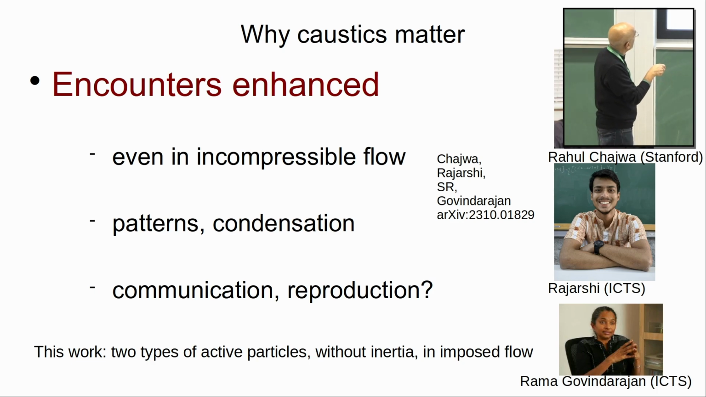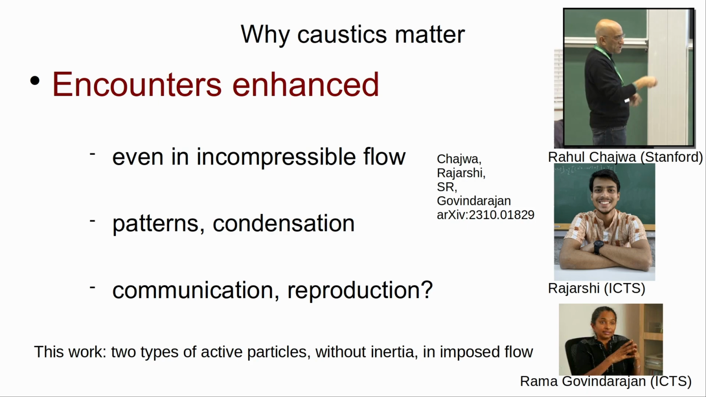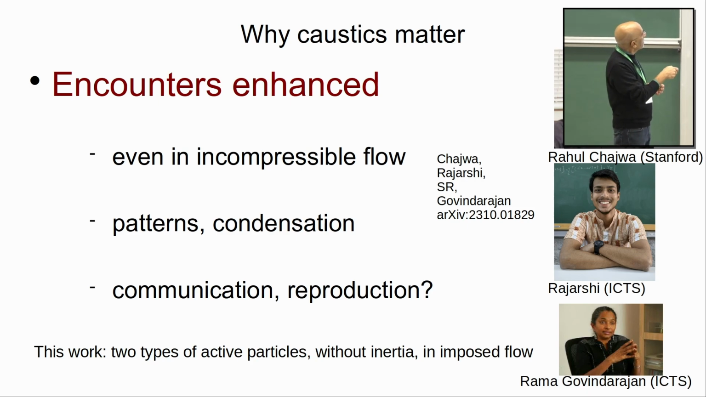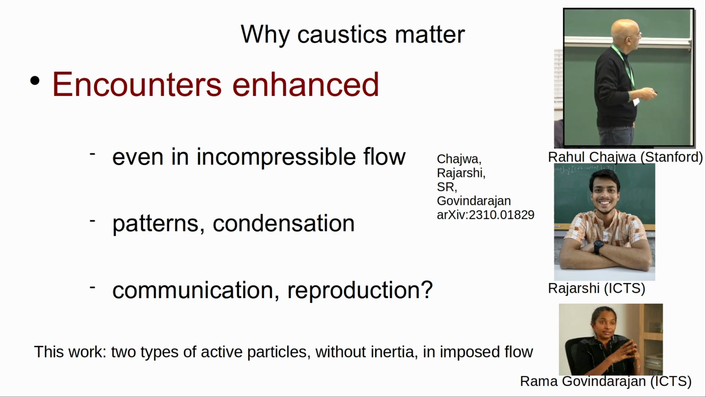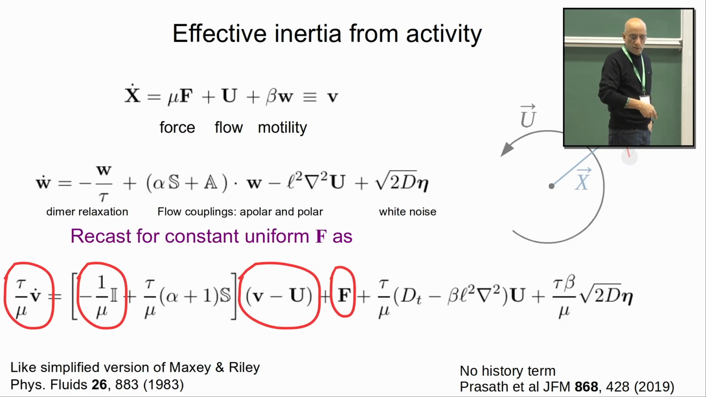What we did was to study this problem in a simple model that I'll show you. Obviously, if you've got motile organisms, any mechanism that enhances their encounters is important for many purposes, communication, reproduction, and so forth. So I'll discuss two simple models of this problem. It's important to note that even if the suspension velocity field is incompressible, the particle velocity field can have convergences through these mechanisms.